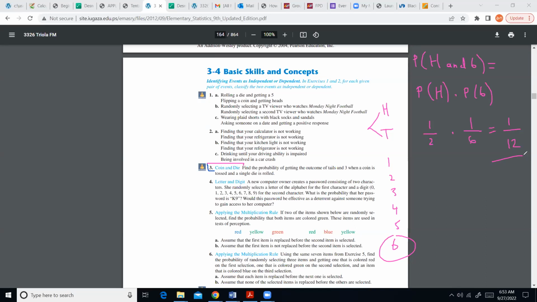In fact, one may notice if you had head and 5 or head and 4 or whatever, 1 out of these 12 possibilities, it's always going to be 1/12. So it's interesting to observe. The key part of section 4 of chapter 3 was to follow the multiplication rule.